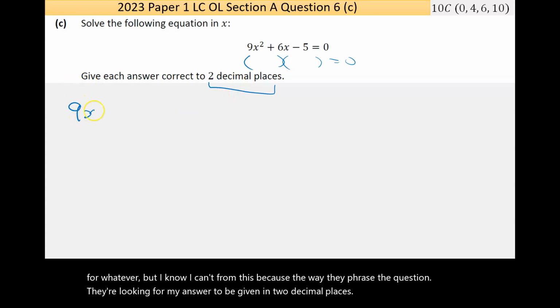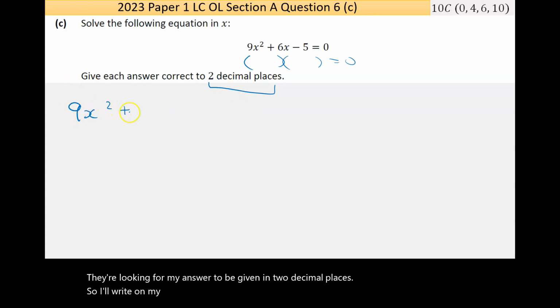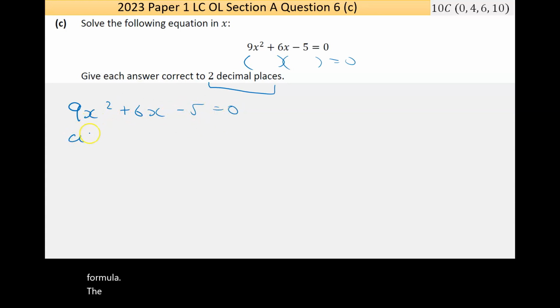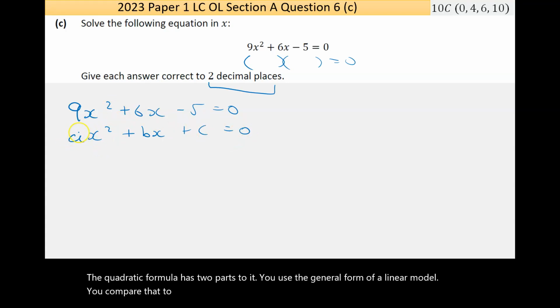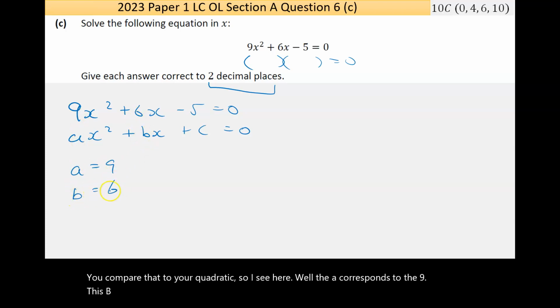So I'll write out my quadratic, and I realize that they're asking me here to use the quadratic formula. Now, the quadratic formula has 2 parts to it. You use the general form of a quadratic, okay? You compare that to your quadratic. So I see here, well, the A corresponds to the 9. This B corresponds to the 6. And the C here corresponds to the -5.